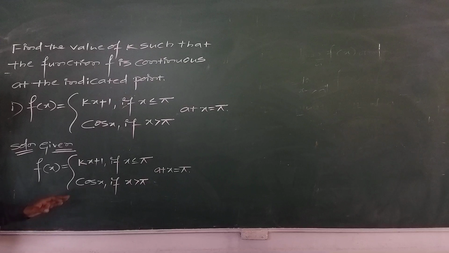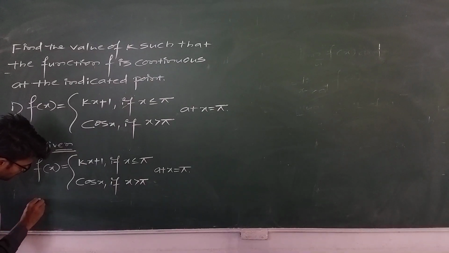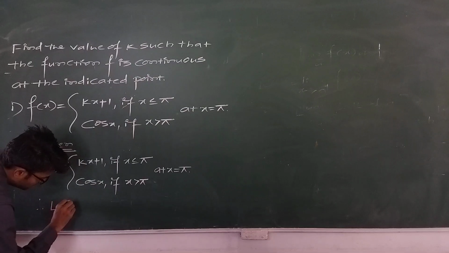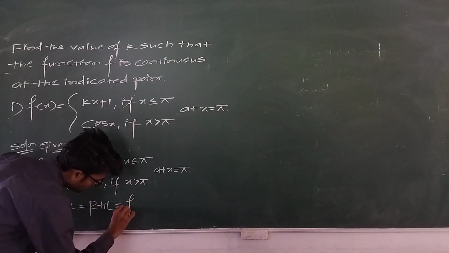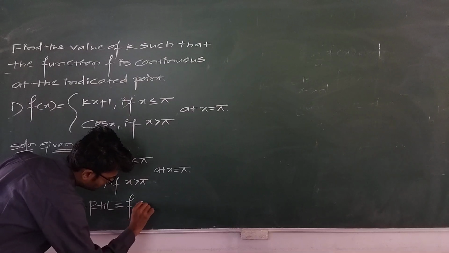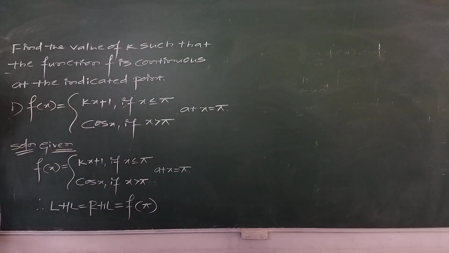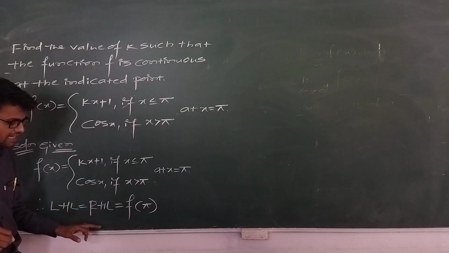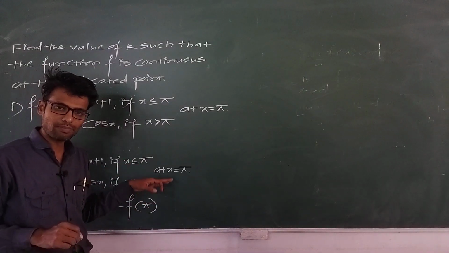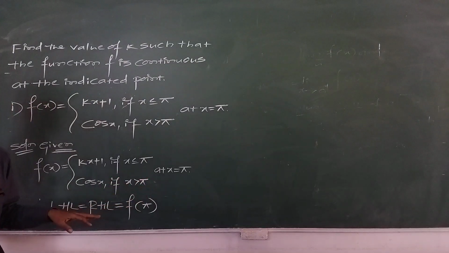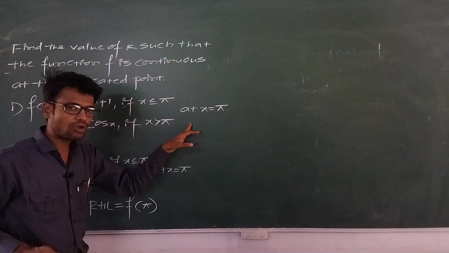Now, the given function is continuous at x equal to pi. So I'll write: yes, we have left hand limit equal to right hand limit equal to f of pi. Why? Because the function is already given to be continuous at x equal to pi.